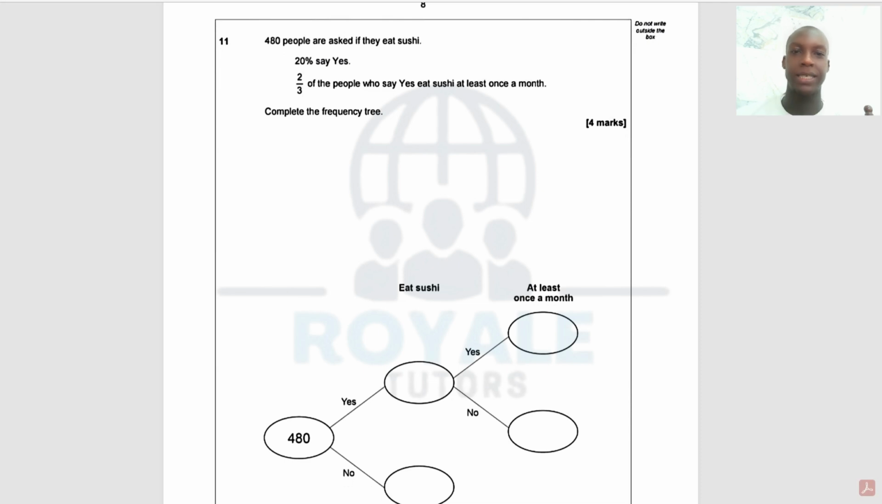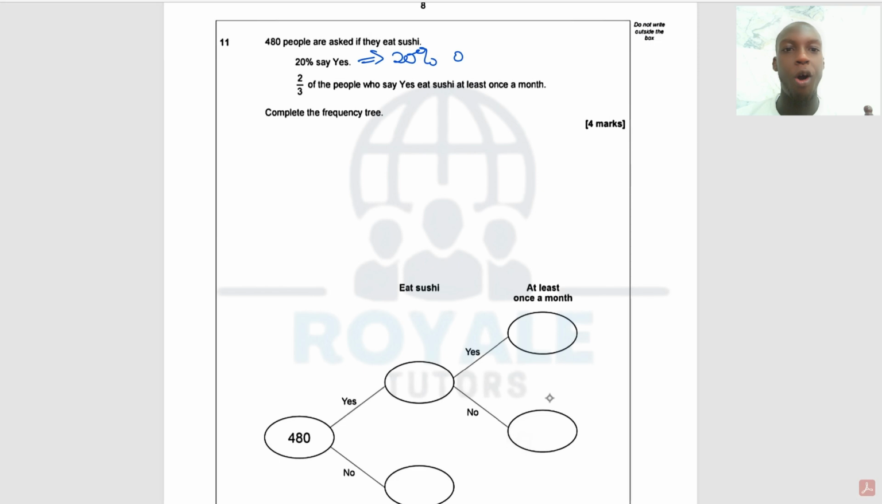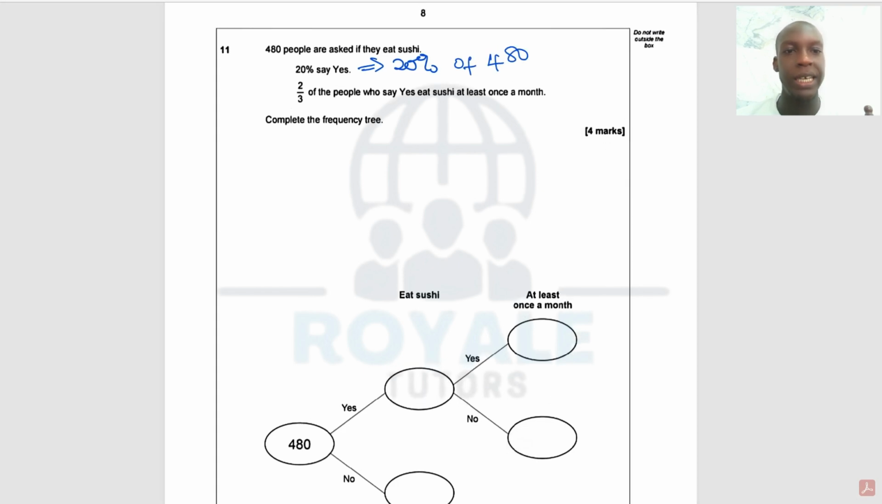480 people are asked if they eat sushi. 20% say yes. What does that mean? If 20% say yes, it means 20% of the total number of people that we have, which is 480. So how do we do that? 20% of 480 simply means 20 over 100 multiplied by 480 over 1. So we can say 0 cancels 0, 0 cancels 0. So 2 multiplied by 48 would give me 96.